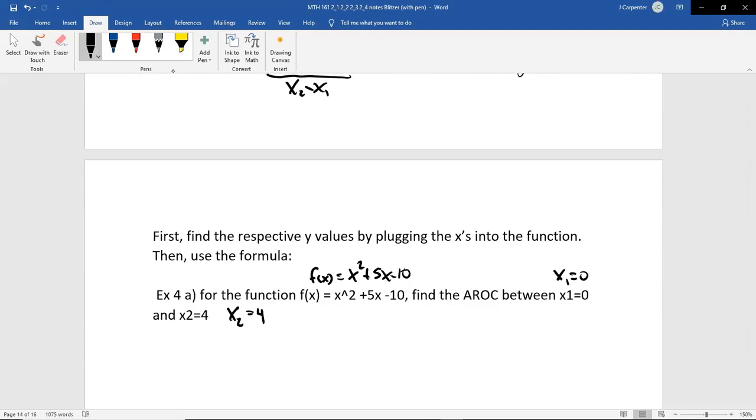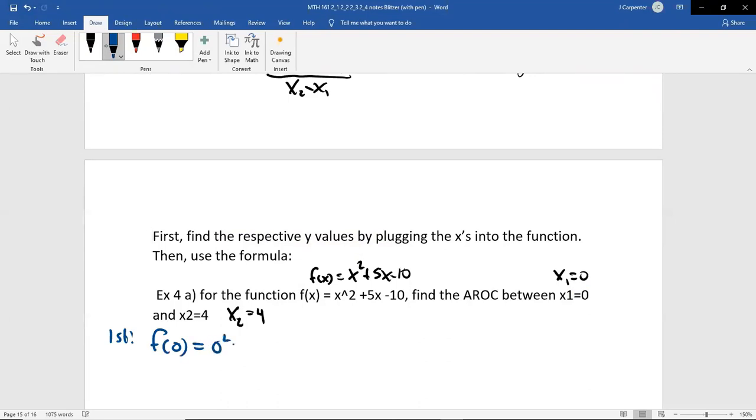All right, so the first thing you do is find the respective y values. I only gave you x values. I did not give you y values. I generally won't give you y values. Nobody will, generally speaking. So again, the first thing you've got to do is find f of x1, which is f of 0, because 0 is your x1. You're just plugging that into the function.